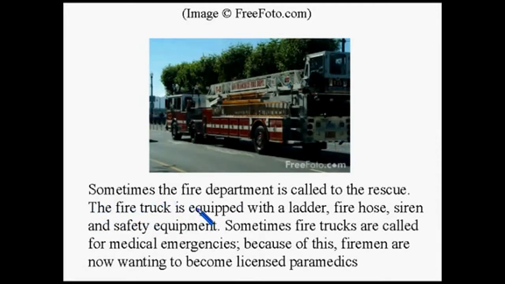Sometimes the fire department is called to the rescue. The fire truck is equipped with a ladder, fire hose, siren, and safety equipment. Sometimes fire trucks are called for medical emergencies. Because of this, firemen are now wanting to become licensed paramedics.